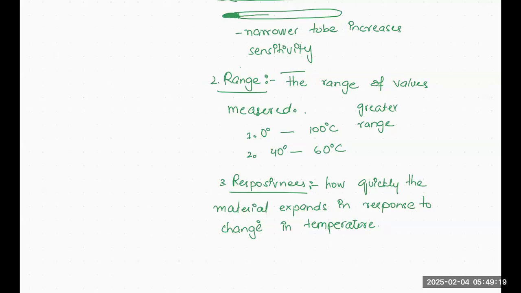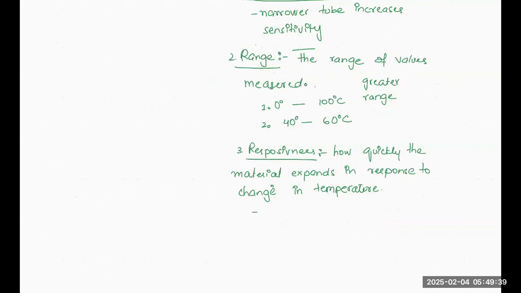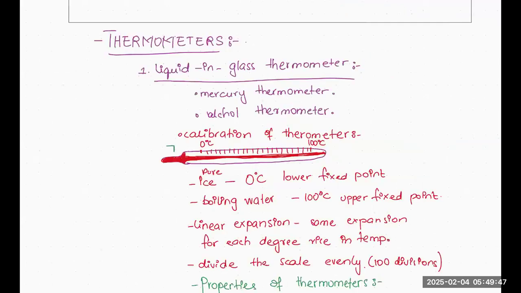What that basically means is that the temperature has changed. So does the thermometer give you a result instantly, or does it take a little bit of time to give you the steady value? That is the responsiveness. So the responsiveness depends upon the bulb of the thermometer. This is the bulb of the thermometer, and also the thickness of the glass.